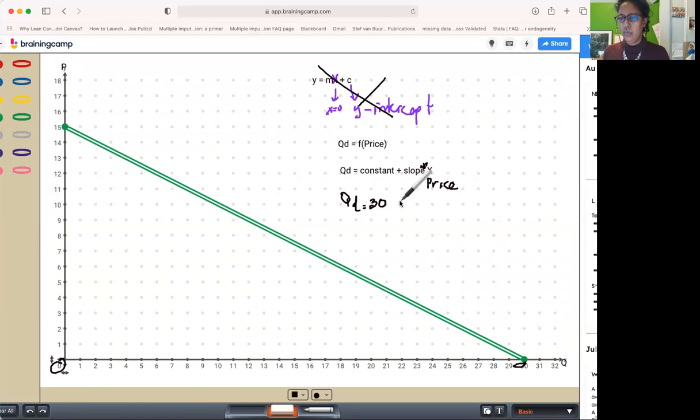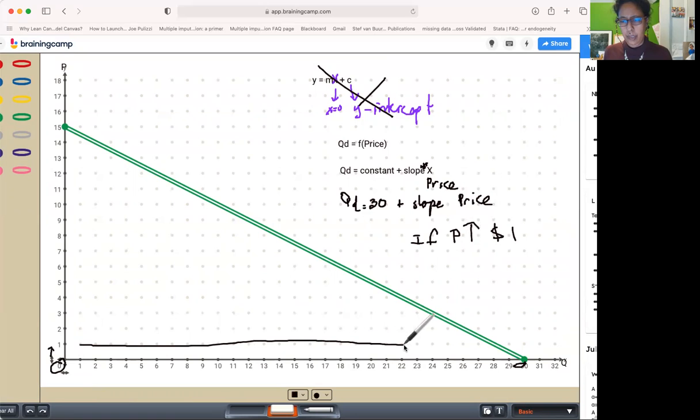So what does the slope tell us? The slope tells us, if price increases by $1, how is Q going to change? So what I'm going to do, I'm going to increase my price by $1. I'm going to go over here. What has happened to quantity? I can see my quantity decreased by 2 units.